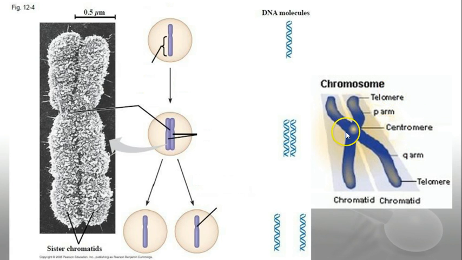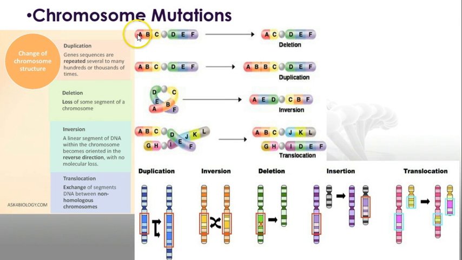We are going to talk about the centromeres and the telomeres later on because they become very important when we're talking about humans versus the other apes. So just keep in mind this shape. There are genes all in here. Now, chromosome mutations are where you have changes to that whole structure.